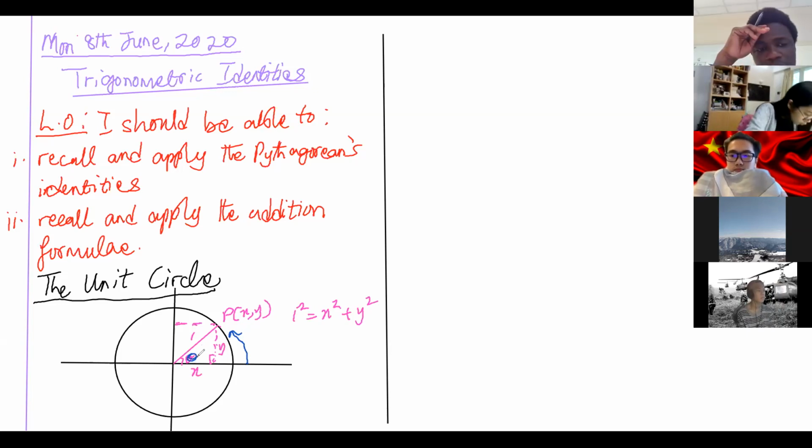We can actually write our trig ratios that we are familiar with, like sine theta, cos theta, and tan theta. Is that not so? What is sine theta from here? Anyone? Quickly, sine theta from this diagram.